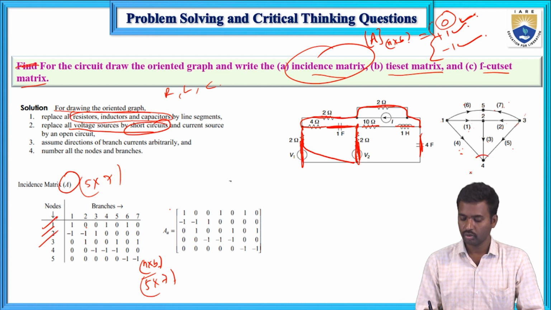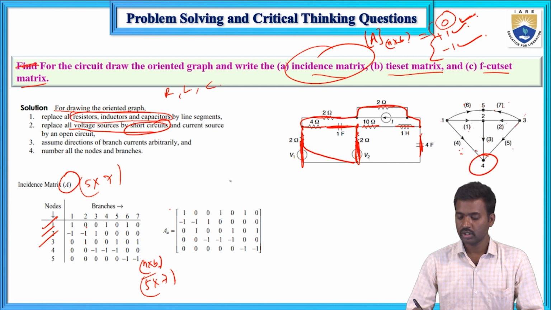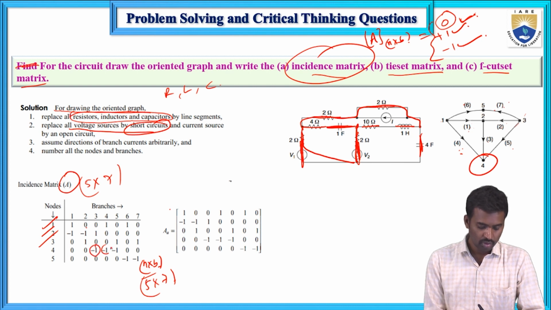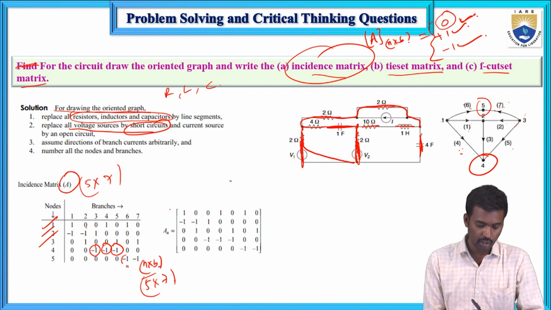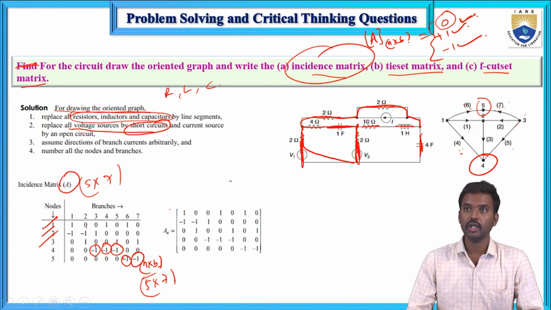From the fourth node, 4, 3, 5 are entering this node, which means minus. Next case, the fifth node. These 6 and 7 elements are entering. Since the direction is entering, the value is minus 1.